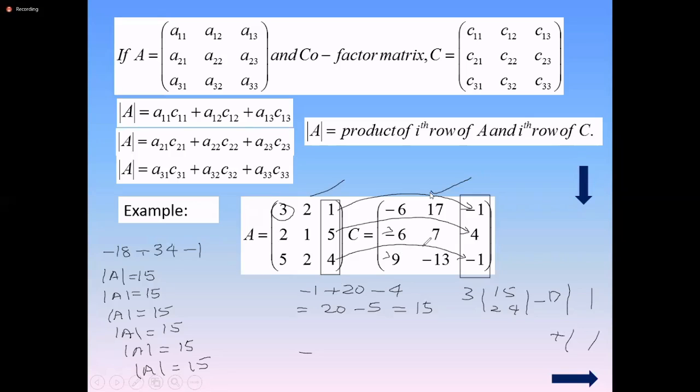But if you don't know about the cofactors, then it is easy to use the previous method as the basic method.